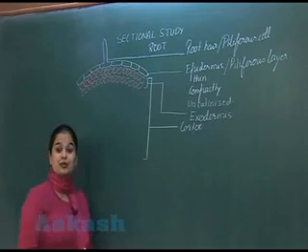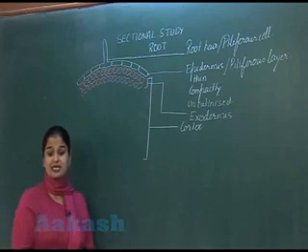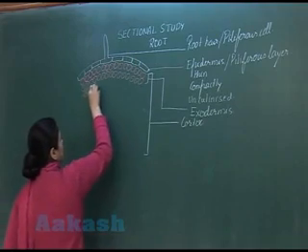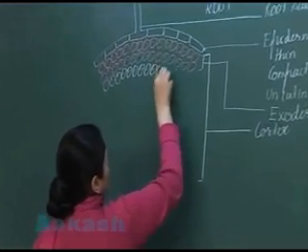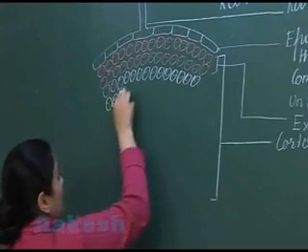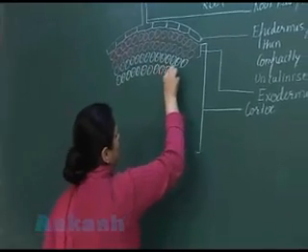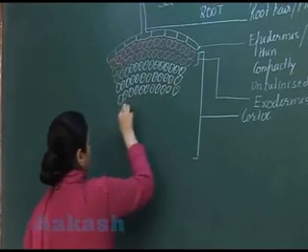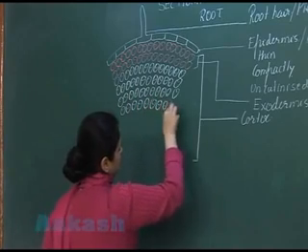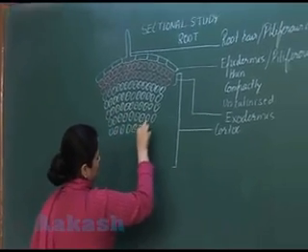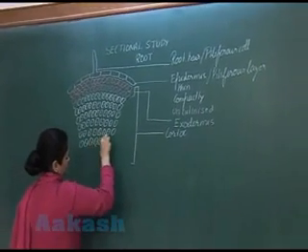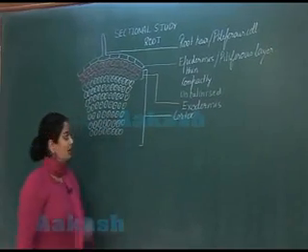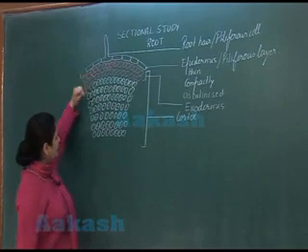Now below this layer, there is presence of thin cells, parenchymatous cells, and the function of these parenchymatous cells is storage. So below this there are thin parenchymatous cells, and the work of these parenchymatous cells is storage of food. So this was the outermost part of the cortex, and this is the middle part.